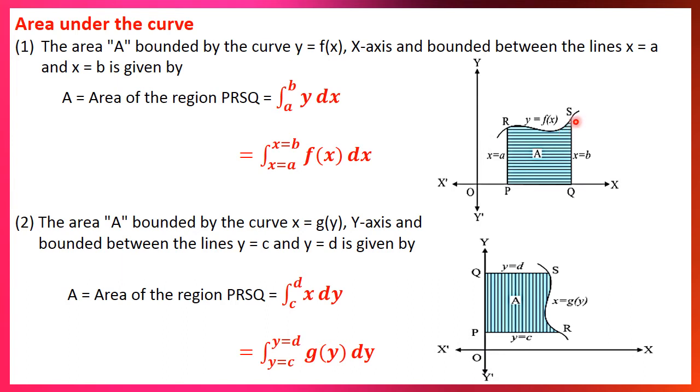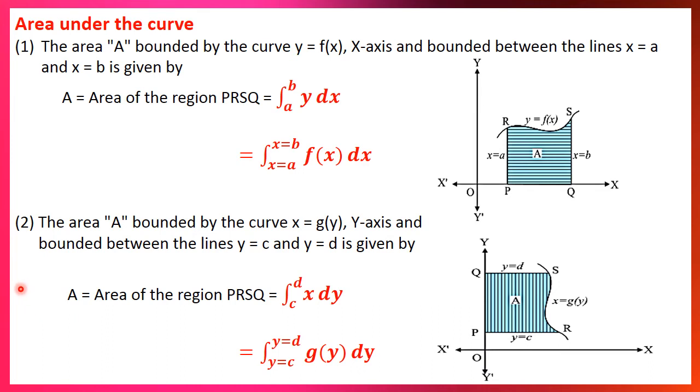Here the curve y is equal to f of x is shown, and the x-axis and the lines x is equal to a and x is equal to b are the lines in between which we need to find the area. We don't want to find the area under the complete curve. We find the area of this region, the shaded part only. So the formula is integral a to b y dx, where y is equal to f of x, and integral a to b means the limits x is equal to a and x is equal to b, f of x dx.